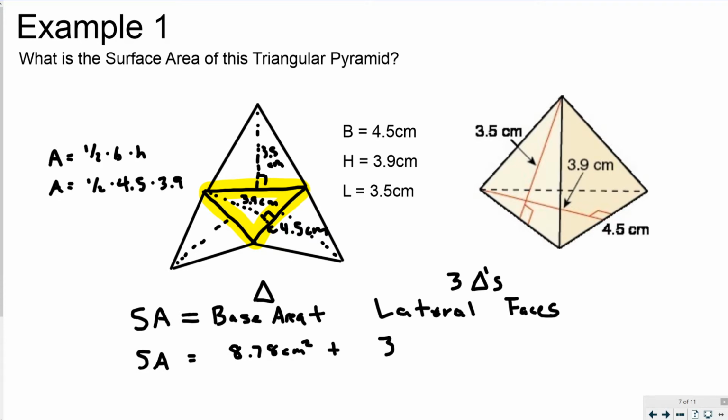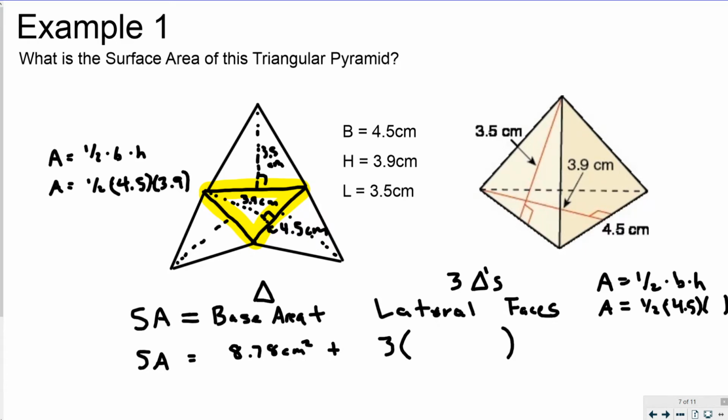Plus, now we have to do 3 because we have 3 lateral faces, and we're going to multiply that by the area of one of the lateral faces, since all of the triangles are the same. To calculate the lateral face area, again it's 1/2 base times height, because we are still working with a triangle. The base will be 4.5 again, but the height is not 3.9.